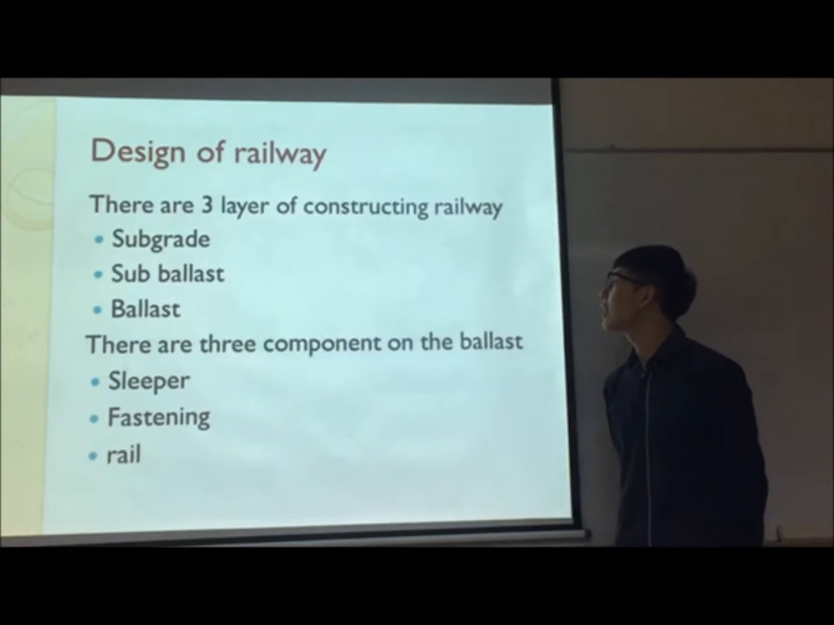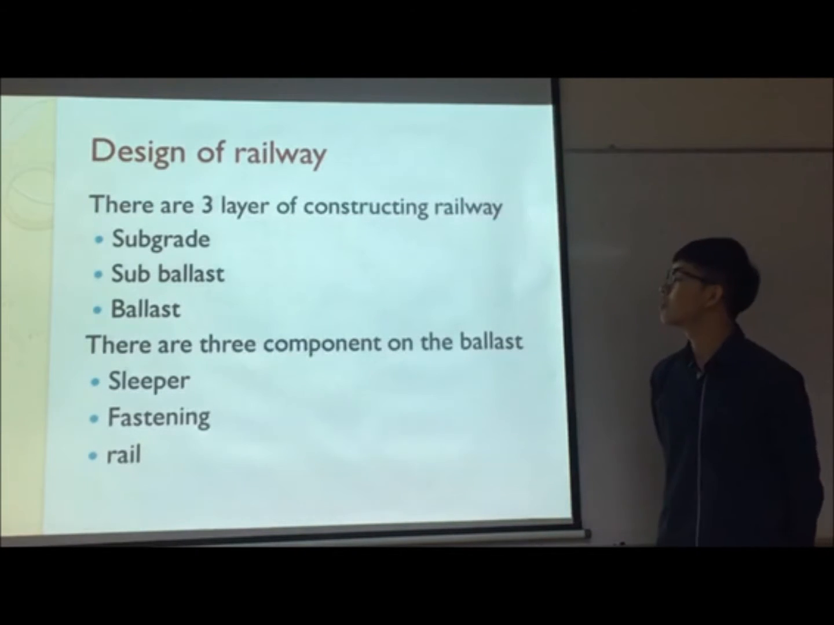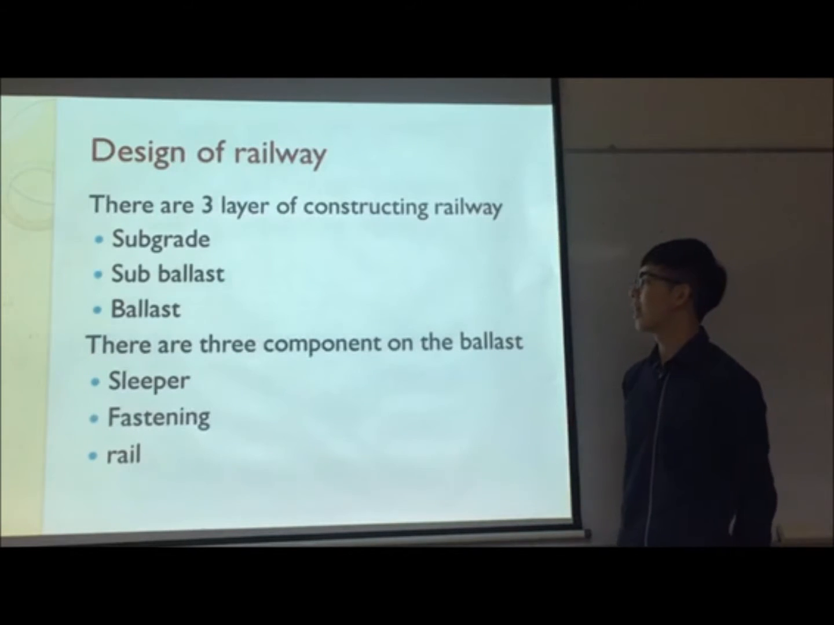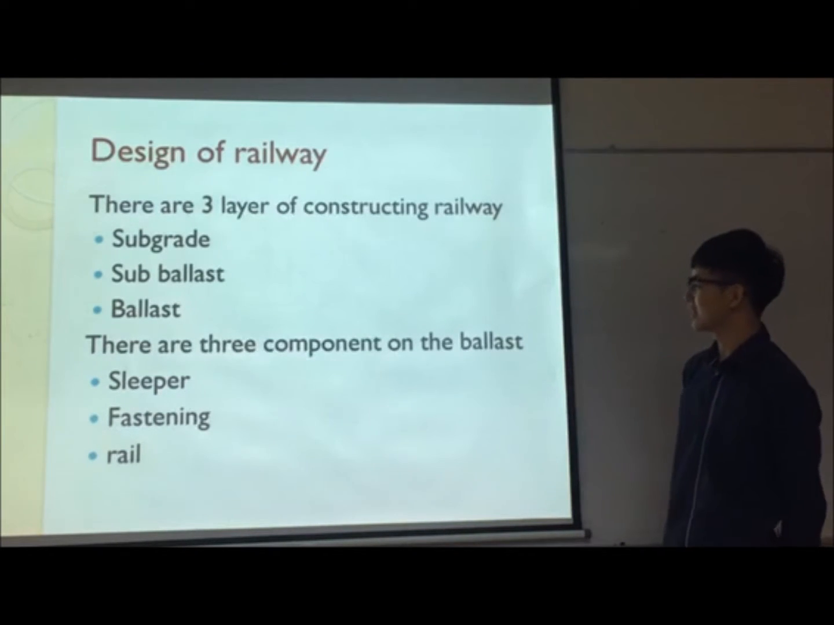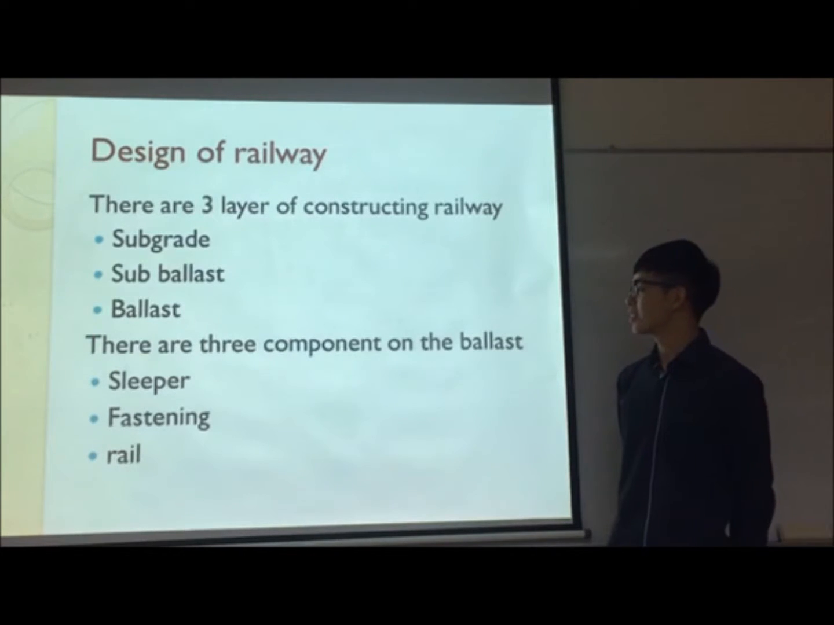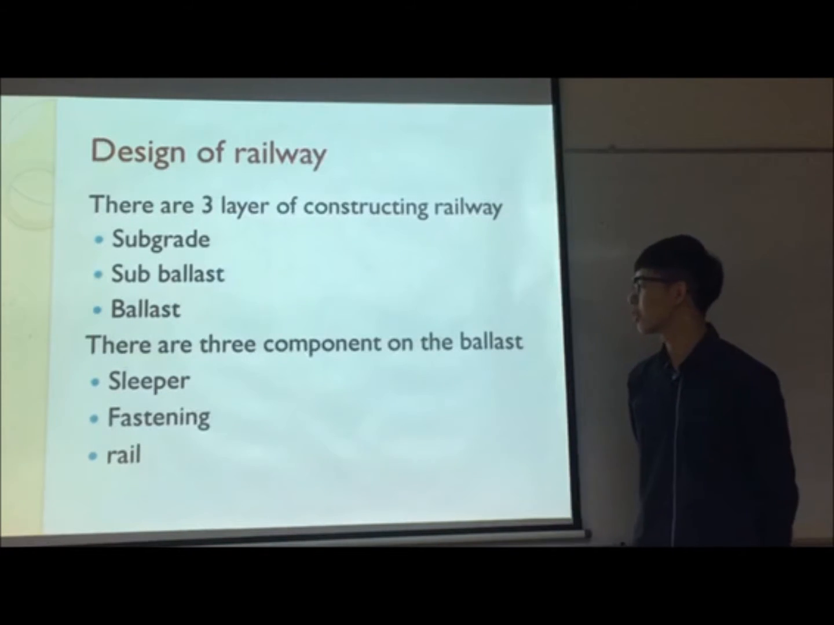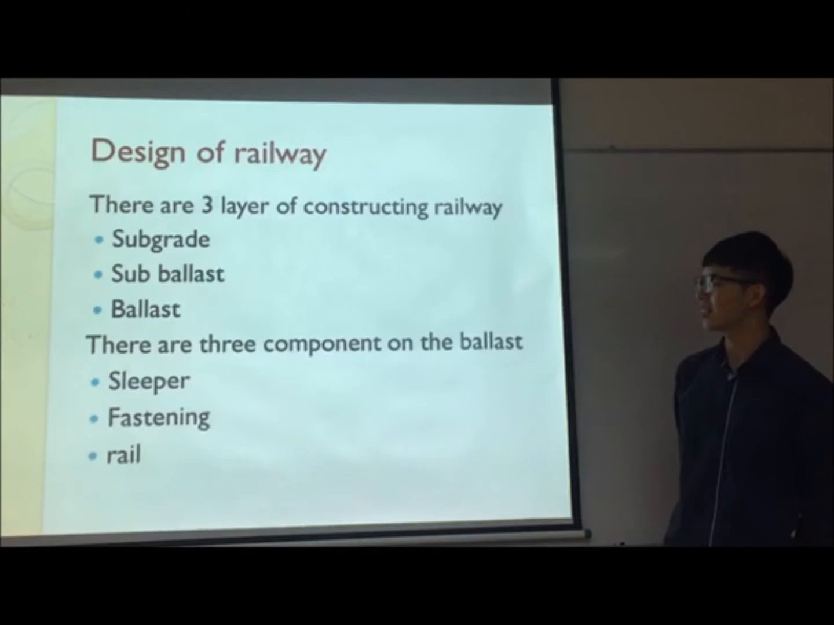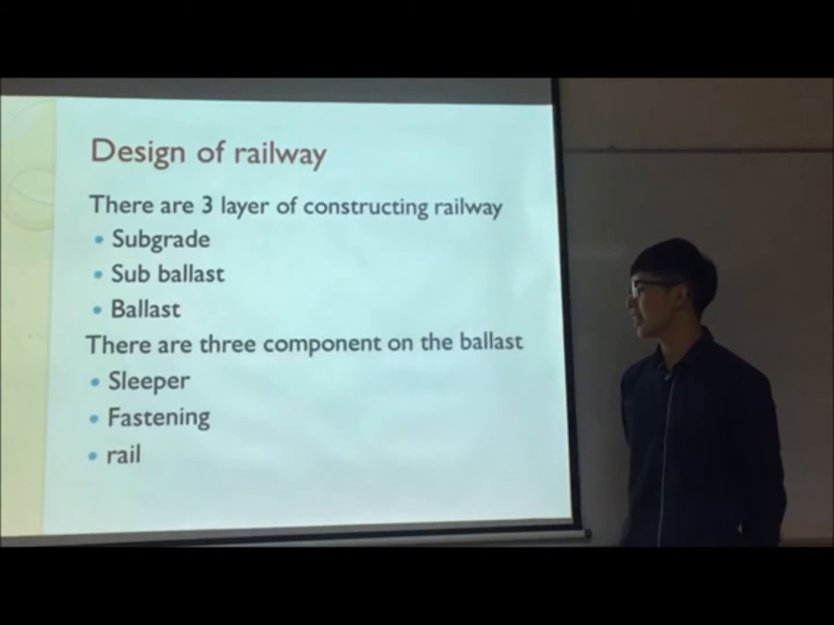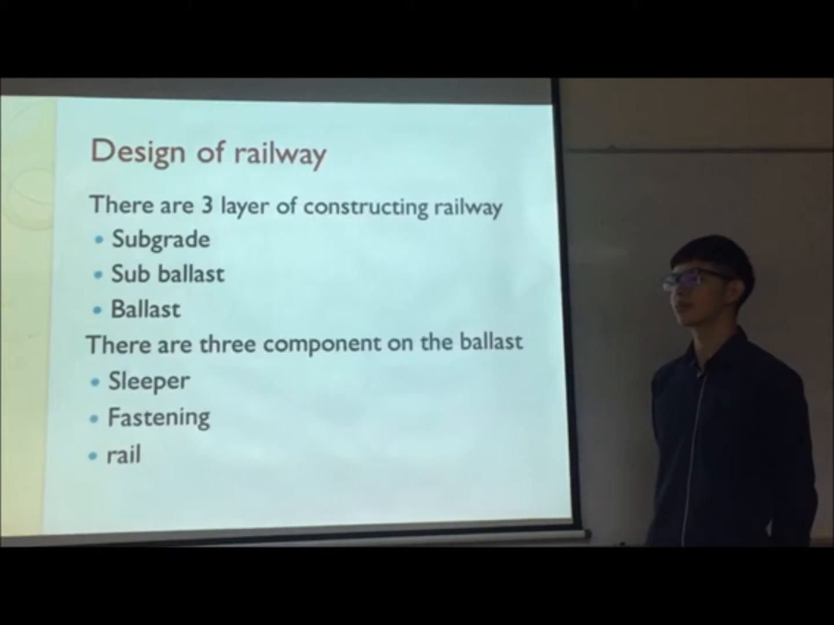There are three layers of constructing the railway: subgrade, sub-ballast, and ballast. There are three components on the ballast: a sleeper, fastening, and rail.